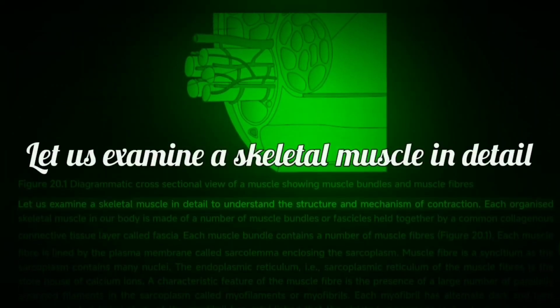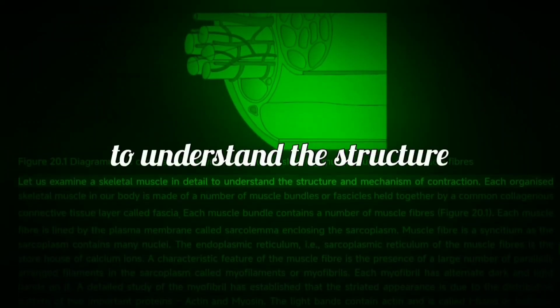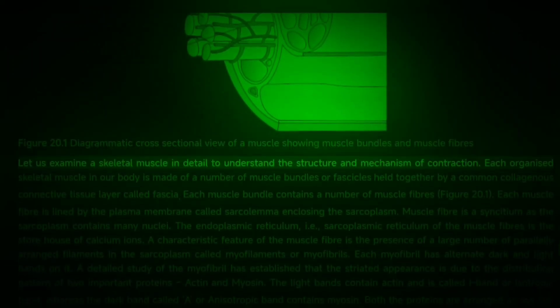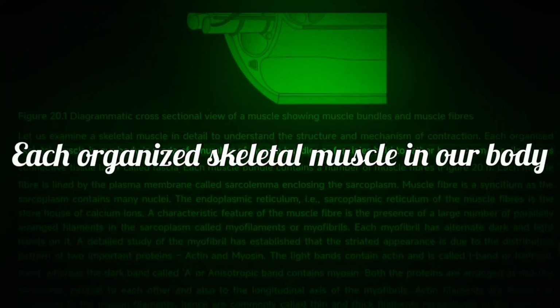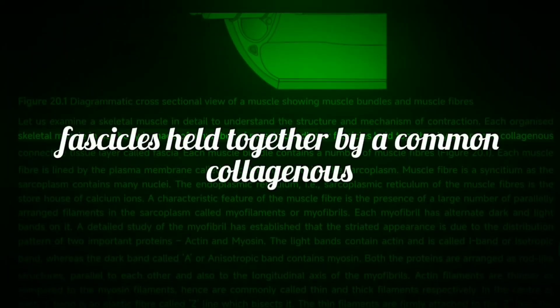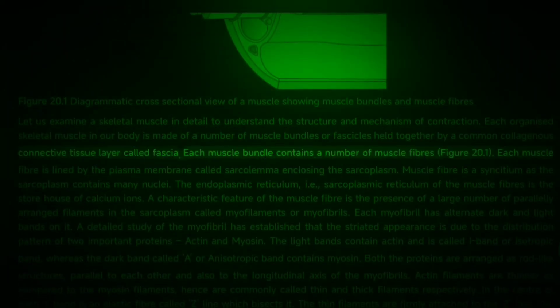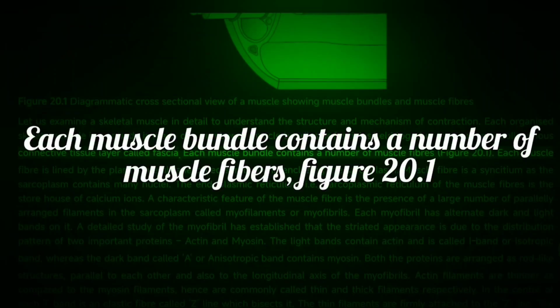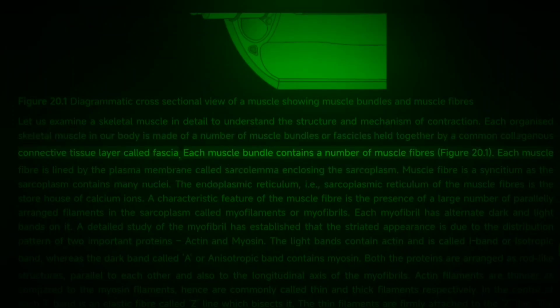Let us examine a skeletal muscle in detail to understand the structure and mechanism of contraction. Each organized skeletal muscle in our body is made of a number of muscle bundles or fascicles held together by a common collagenous connective tissue layer called fascia. Each muscle bundle contains a number of muscle fibers, Figure 20.1.